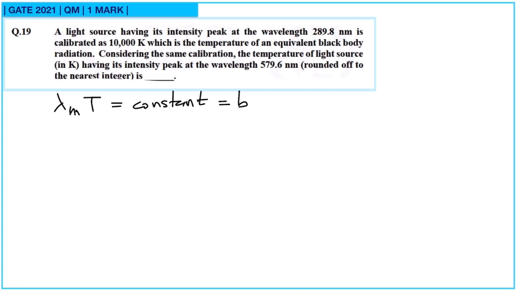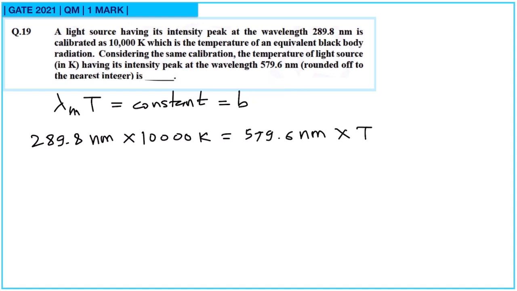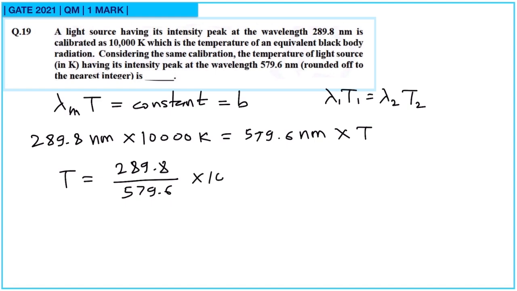This constant is equal to b. So this is a constant. So 289.8 nanometer into corresponding temperature, that is 10,000 Kelvin, will be equal to lambda 2, which is 579.6 nanometer into corresponding temperature. So here lambda 1 T1 is equal to lambda 2 T2. So T is equal to 289.8 upon 579.6 into 10,000. And this is equal to 10,000 into 1 by 2. So this will be 5,000 Kelvin. So answer is 5,000 and answer given in the answer key is 5,000 to 5,000.